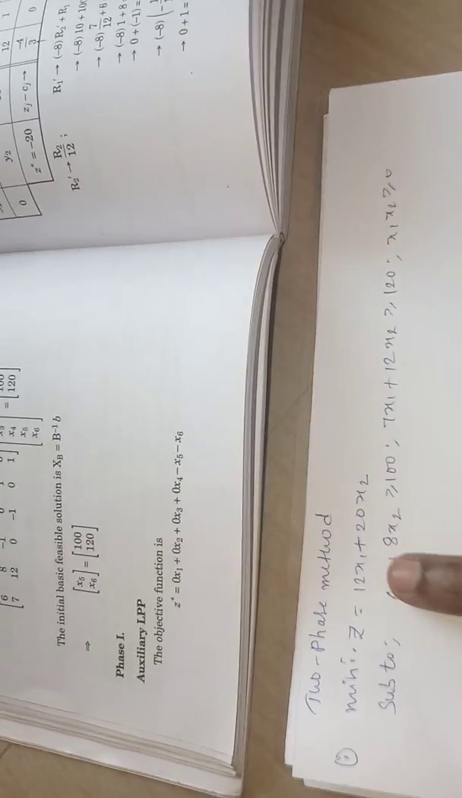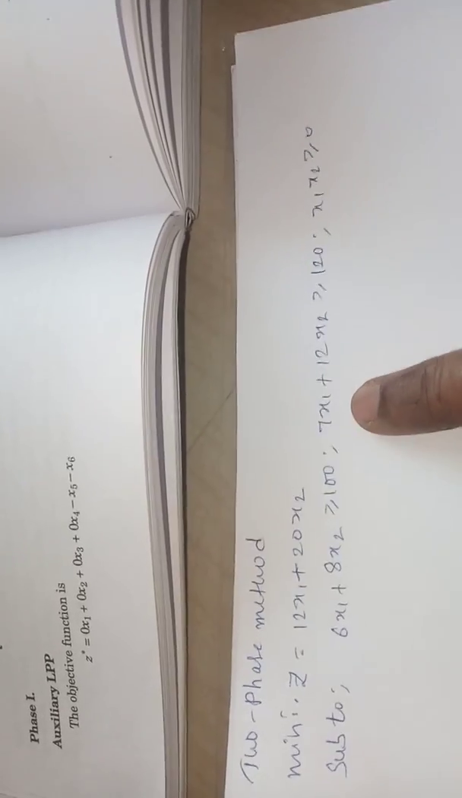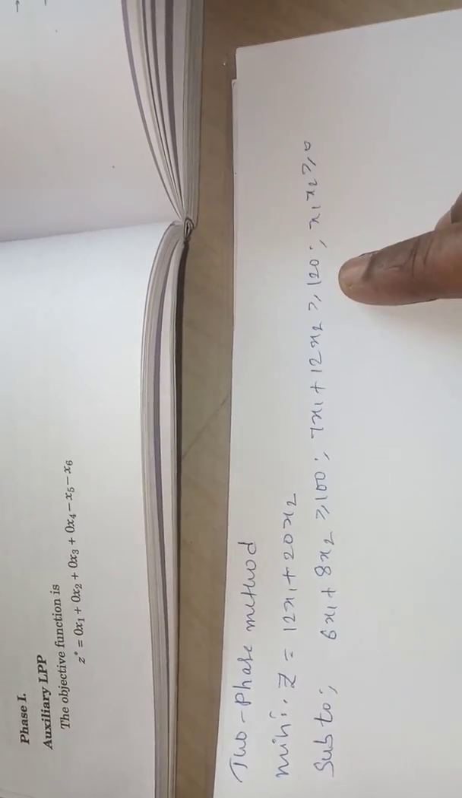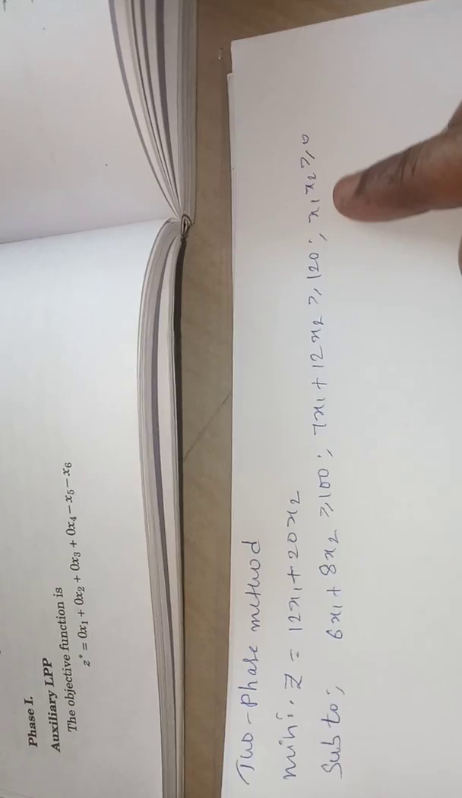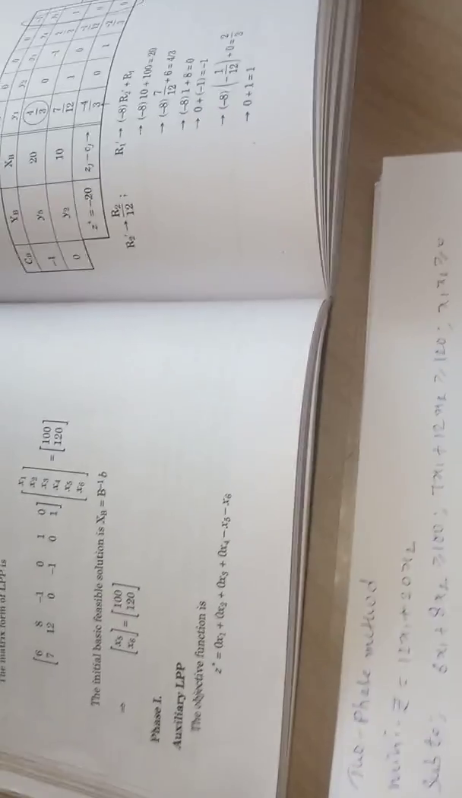Minimize z equals 12x1 plus 20x2 subject to the constraints 6x1 plus 8x2 greater than or equal to 100 and 7x1 plus 12x2 greater than or equal to 120, and the non-negativity restrictions, meaning the variables x1, x2 are always greater than or equal to 0.